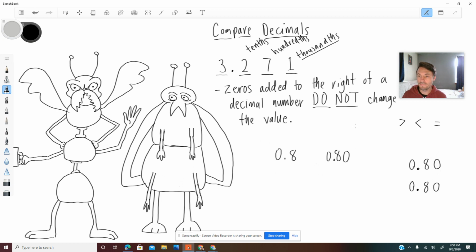So what does this mean? It means these two decimal numbers are equal. They mean the same thing. 8/10 means the same thing as 80/100.